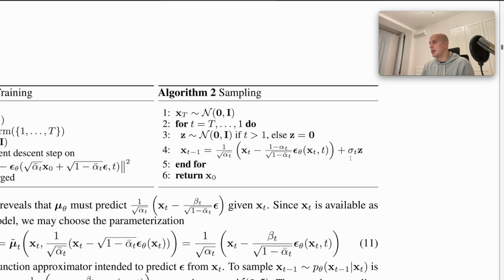Also, this standard deviation or variance can take different values. For the sake of this tutorial, I took the simplest one, which is just beta at t, and it works for me very well. So yeah, this is what happens. You just go backwards.